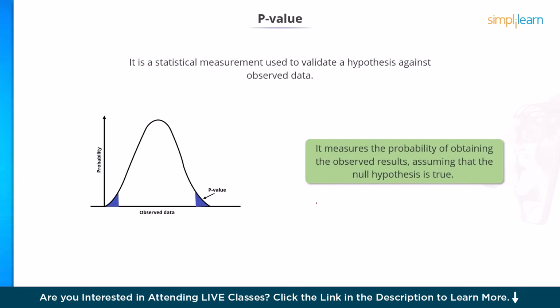So p-value is basically a number calculated from a statistical test that describes how likely we are to have found a particular set of observations if the null hypothesis were true. So p-values are used in hypothesis testing to help decide whether to reject the null hypothesis. And the smaller the p-value, the more likely we are to reject the null hypothesis.